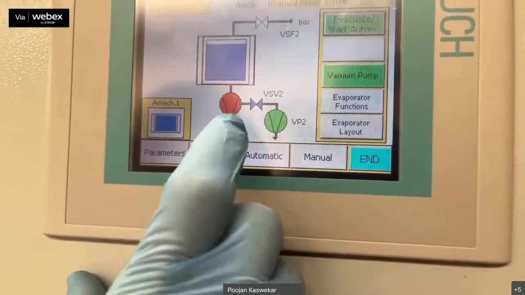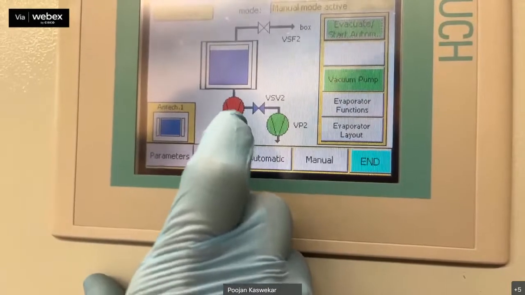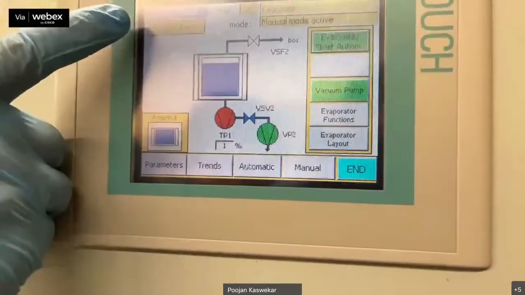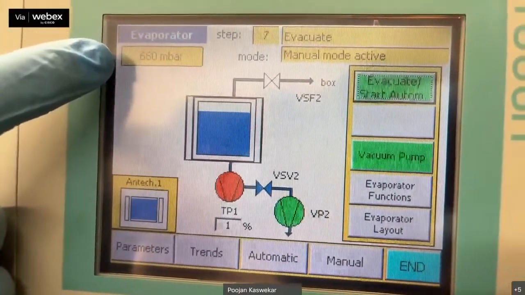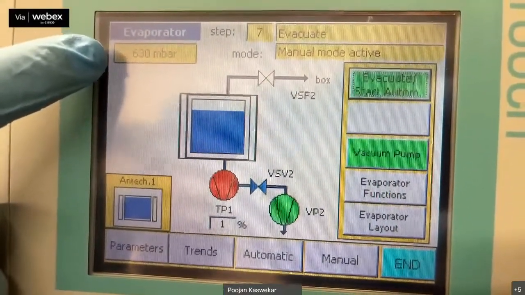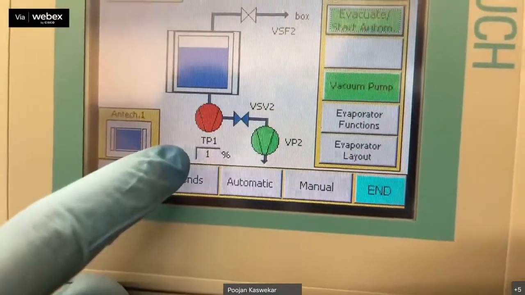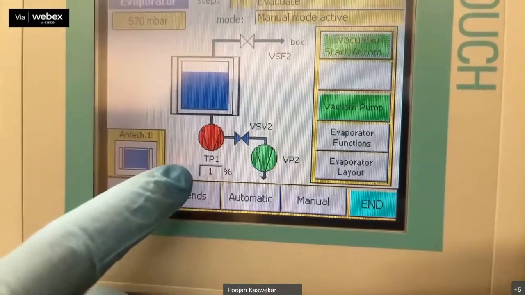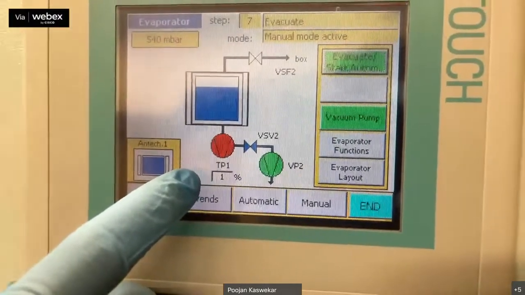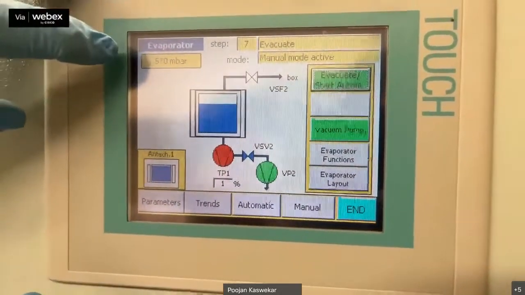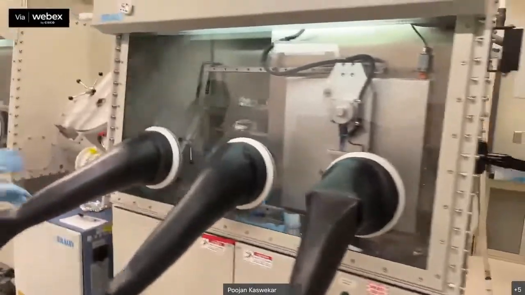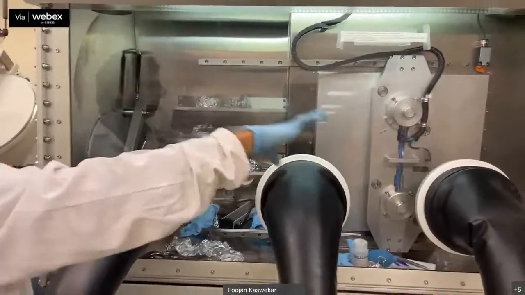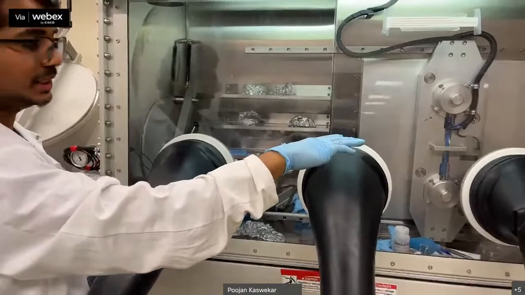It will be a little noisy, but this TP1 is the turbo pump, so it's gonna rise. You can see the pressure is dropping now. Initially it was at atmosphere, now it is at 640 millibar, and our turbo pump is increasing. Slowly our turbo pump will go to 100%, and this evaporator pressure is gonna be 10 to the power of -6 millibar. For now, we let it go to the evaporation. It will take 20 to 30 minutes to go to 10 to the power of -6.